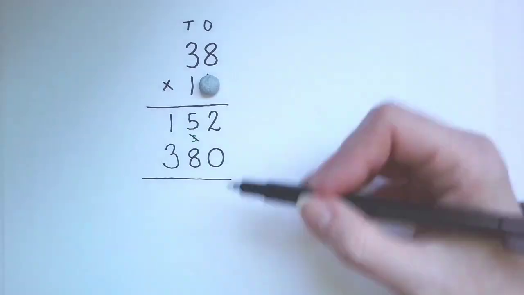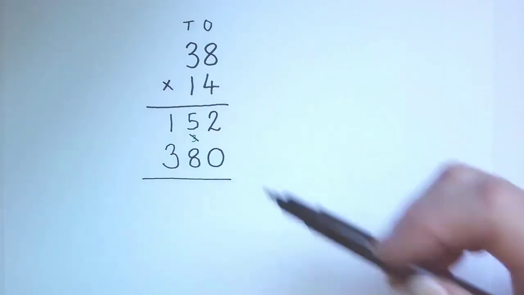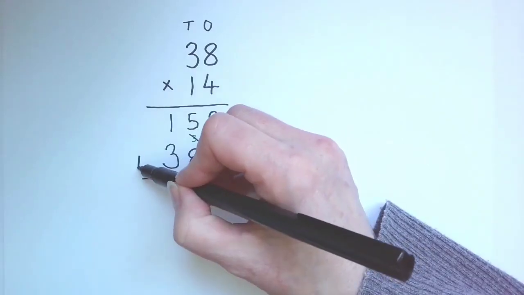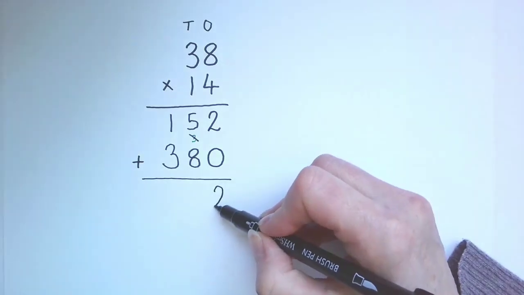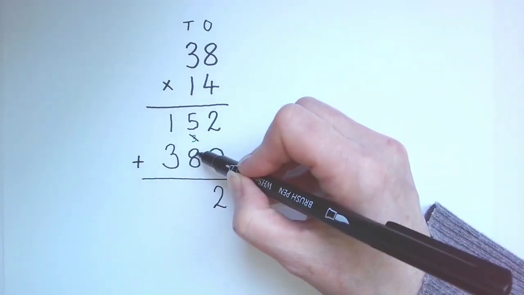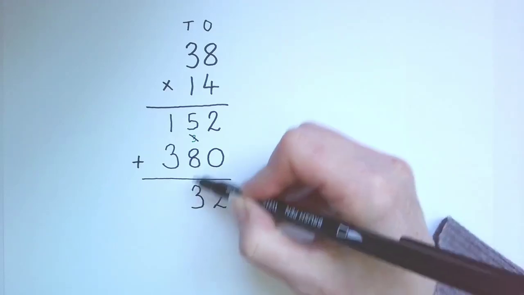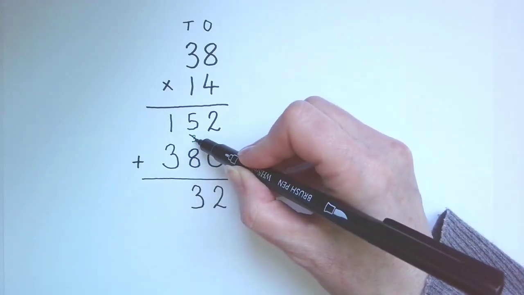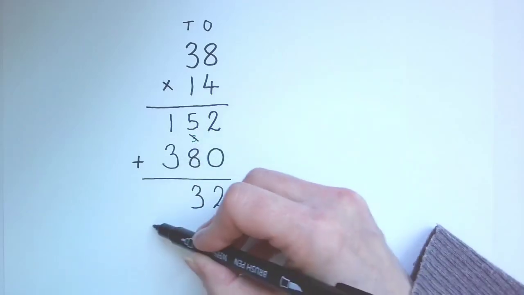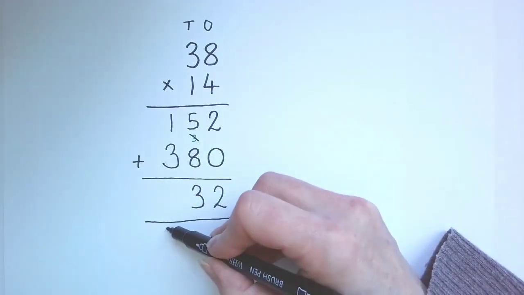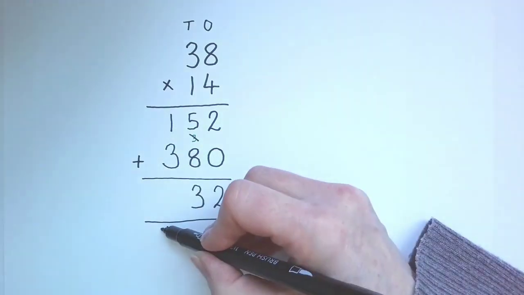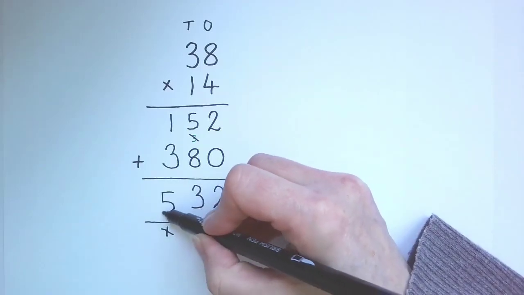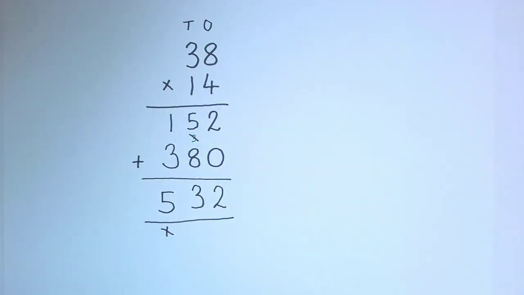All I have to do now, I've got my 2 separate answers, and we know that was 4 calculations altogether, is I need to add them together. So 2 plus 0 is 2, 5 plus 8 is 13, and this is why it's important to keep our carried digits small and cross it out so we don't accidentally add it on. So 5 plus 8 is 13, and then 3 plus 1 is 4, plus 1 more is 5. So there's our answer, 532.